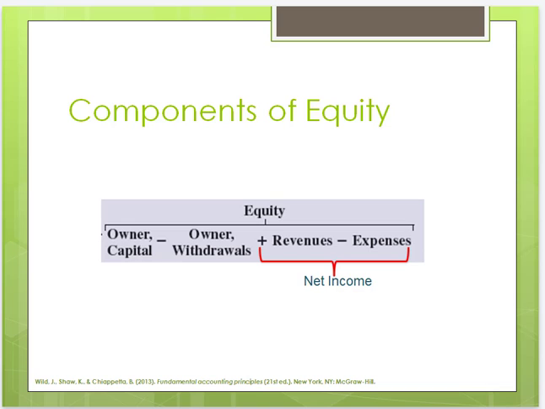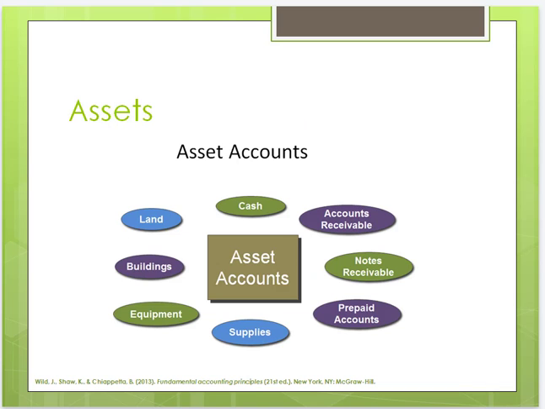Now we're going to look at some common examples of these account types. So let's begin with assets. Let's look at some common asset accounts. The first one is cash. Cash is always going to be the first item that is listed on the balance sheet.